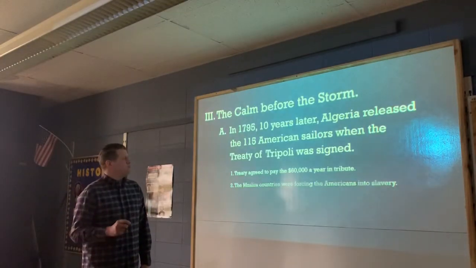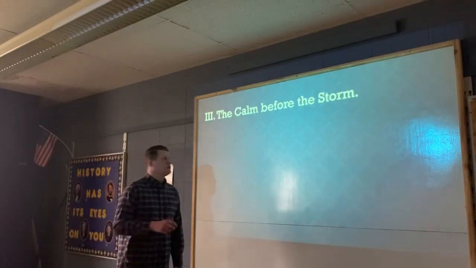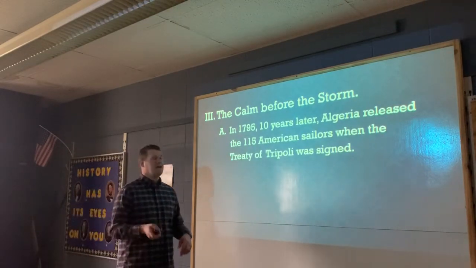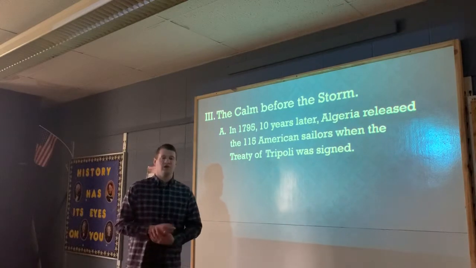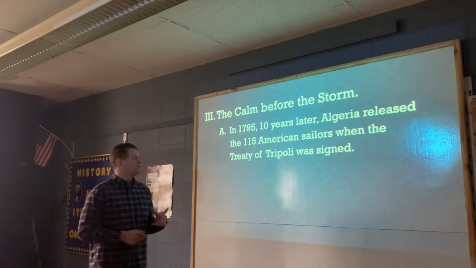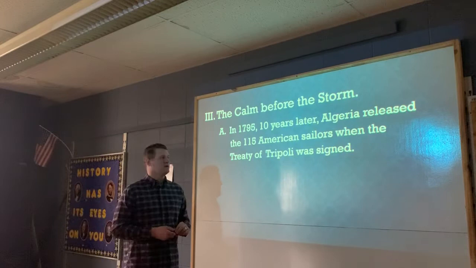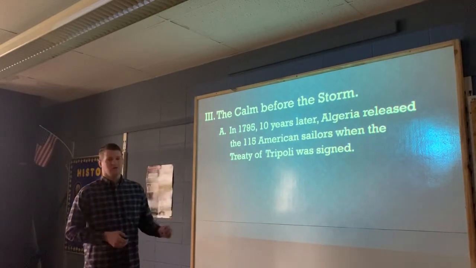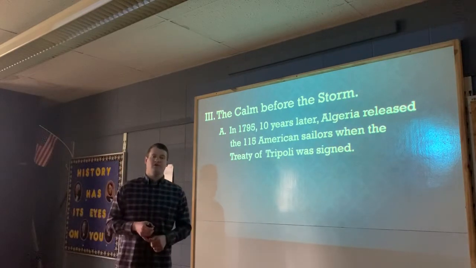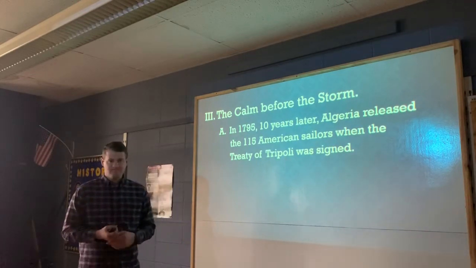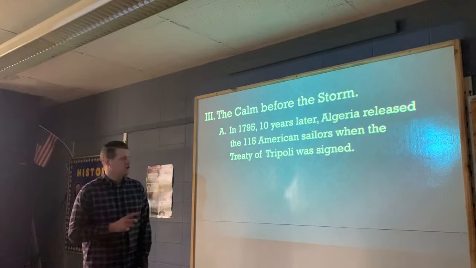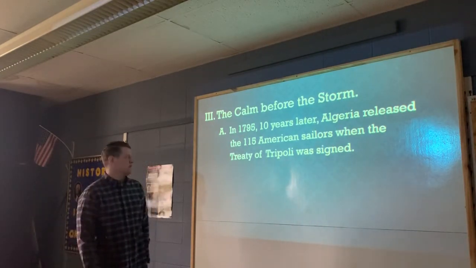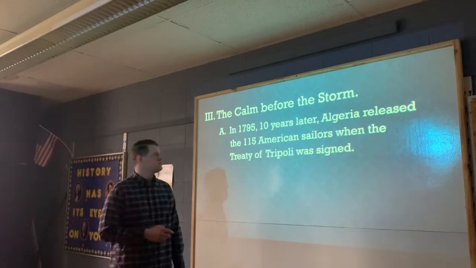All right, new notes. Roman numeral 3, the calm before the storm. In 1795, 10 years after the Maria and the Dauphin had been captured, Algeria released the 115 American sailors when the Treaty of Tripoli was signed. So for 10 years, these 115 sailors had been in slavery in Algeria. And 10 years later, Algeria released these 115 American sailors when the Treaty of Tripoli was signed.